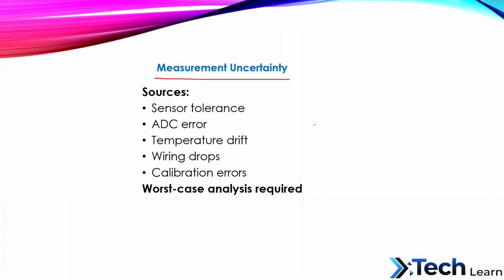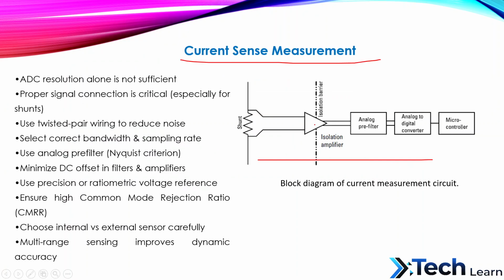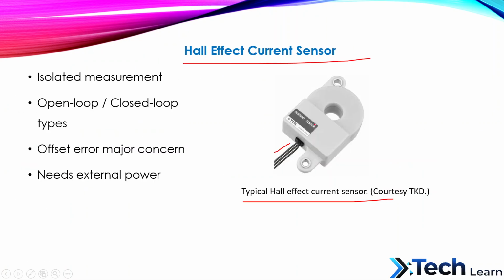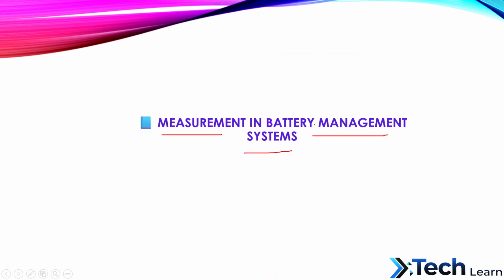Now, the measurement forms the backbone of the battery management system. Accurate voltage prevents overcharge and overdischarge. Accurate current ensures reliable state of charge estimation. Accurate temperature guarantees safe thermal operation. Careful hardware design, filtering, synchronization, and fault detection are essential to ensure robust BMS performance.